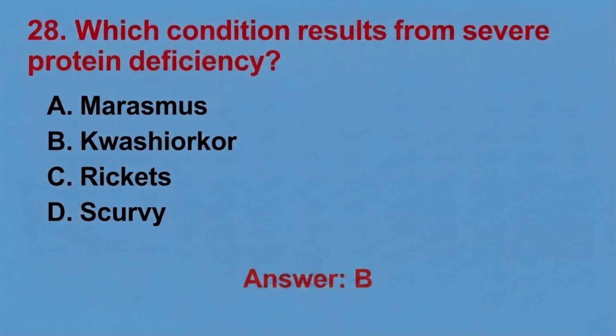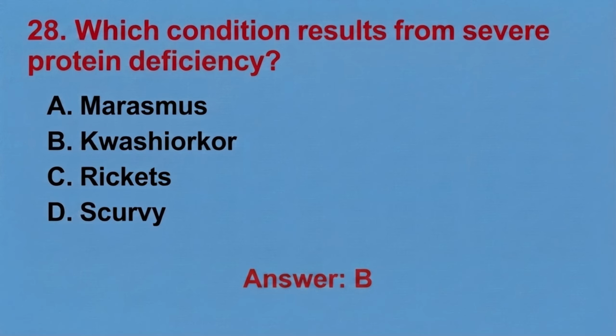So why is option A, marasmus, wrong? Marasmus results from severe deficiency of both calories and protein and presents with marked wasting without the characteristic edema of Kwashiorkor. Then why is option C, rickets, wrong? Rickets is caused by vitamin D deficiency leading to defective bone mineralization.